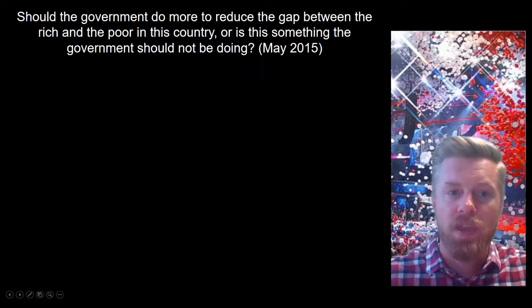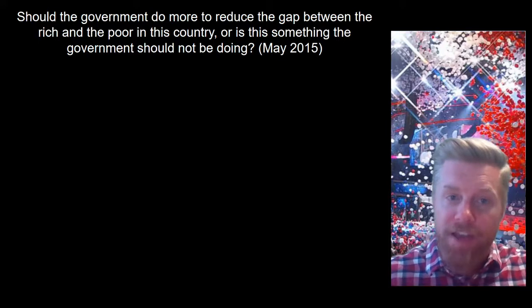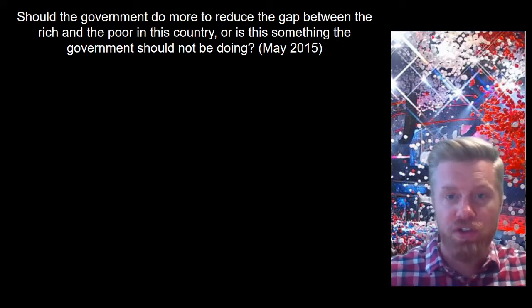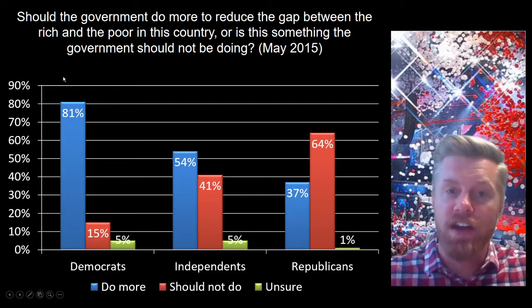Next question. Should the government do more to reduce the gap between the rich and the poor in this country? Or is this something the government should not be doing? If you believe the government should be trying to reduce the gap between rich and poor, put a tally under Democrat. And if you believe that is not a role of a government, put a tally under Republican.